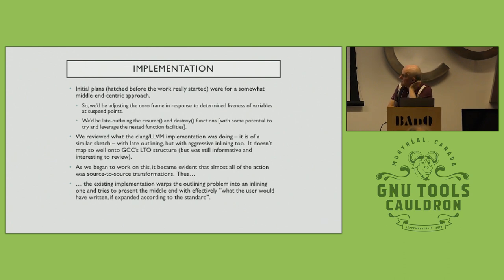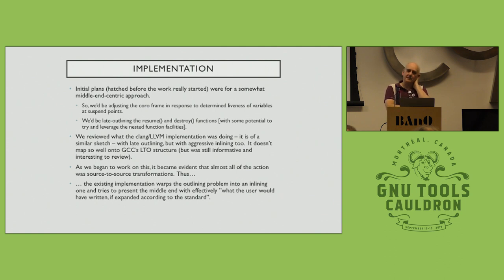While we were looking at the ABI side of things, we also reviewed what Clang was doing and what Gor had implemented there. And actually, what he does there is something of a very similar idea, where essentially the ramp and the resume and destroy functions are actually outlined very late in the middle end of the compiler. Now, it turns out that when we looked at that mechanism in conjunction with the way that GCC's LTO works, that doesn't map quite so well.